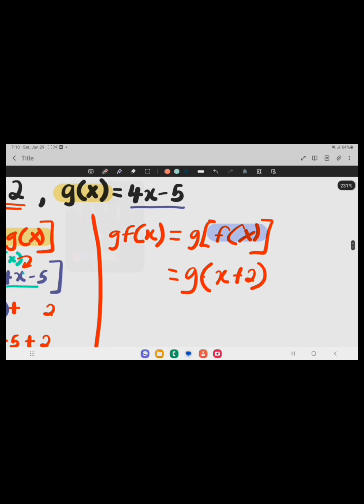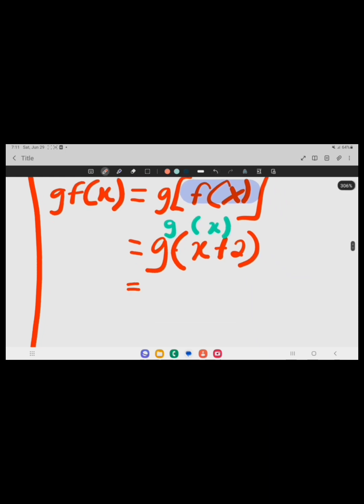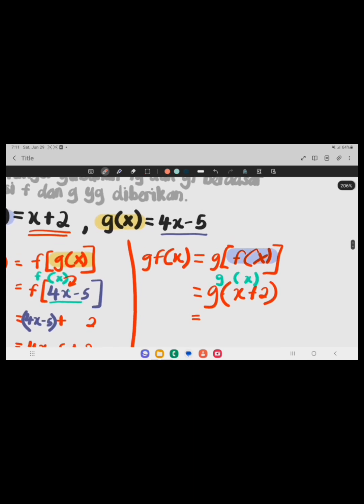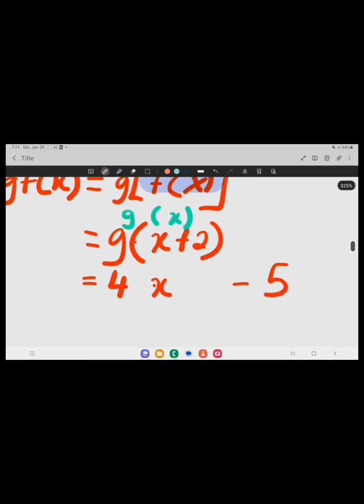Okay, next step is what? Again, the same concept we are going to use. Anything inside the bracket is actually representing x. So the outside one, you just follow this. Inside is supposed to be x, right? So we know that it is originally the g(x plus 2). This thing originally comes from g(x). So you're just going to rewrite the function of g(x), which is this, 4x minus 5. But is this the final answer?